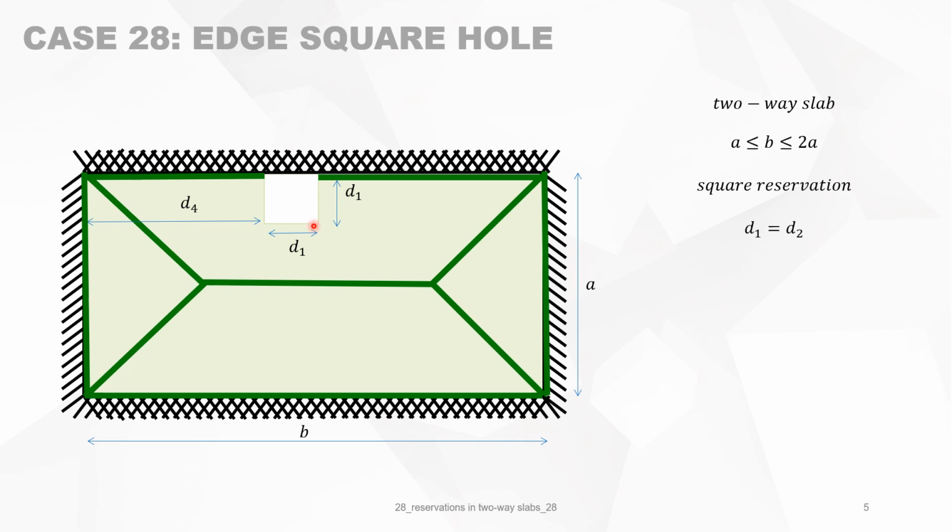The reservation is square, so D1 is equal to D2, and it's at the top edge, so it means that D3 is 0, and it must be between the two yield lines, so from left to right. So it means that, of course, D4 must be bigger than this point here, which is the slope, 1 over S4 times D1. And on the other side, this is the distance B minus again this slope, then minus D1.